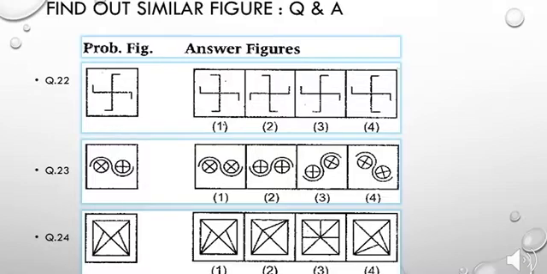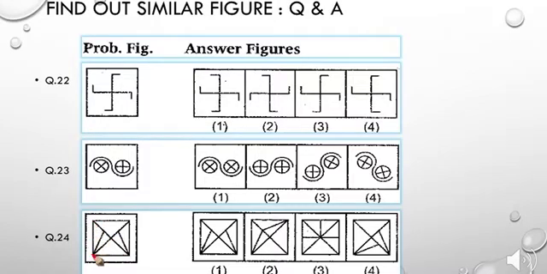Let's go to question number 24. There is a problem figure given and there are 4 answer figures given. We need to find which of the answer figures is exactly the same as the problem figure. Let's carefully see the design of the problem figure.